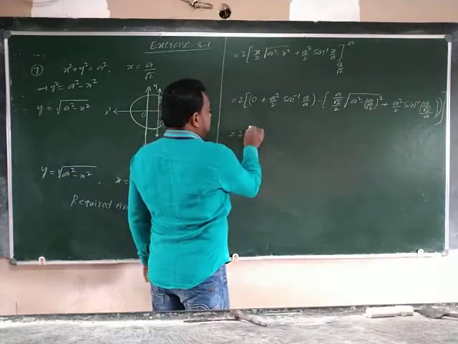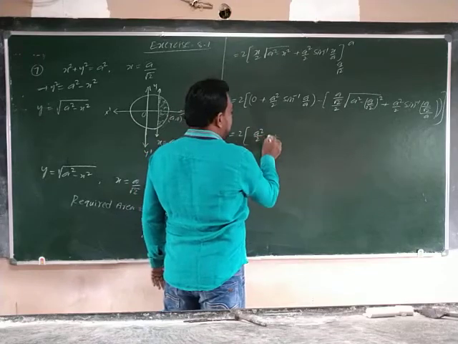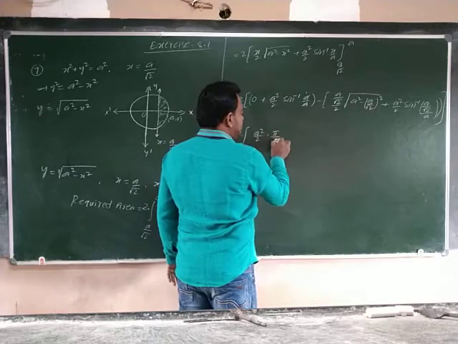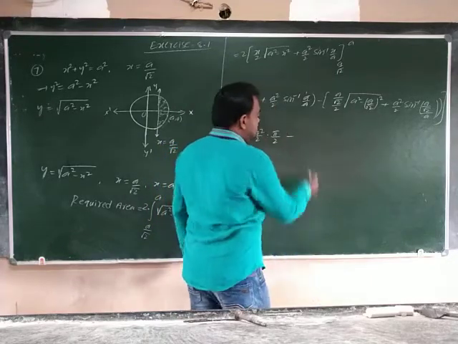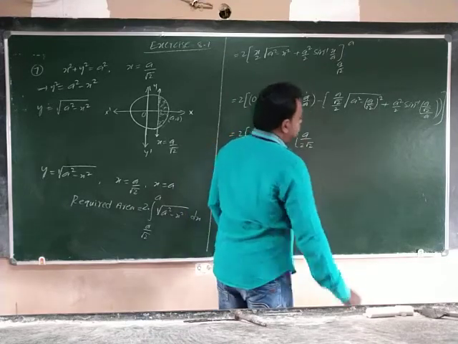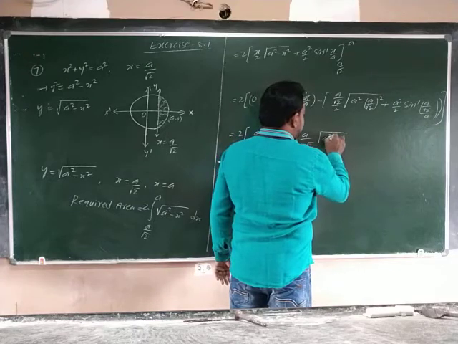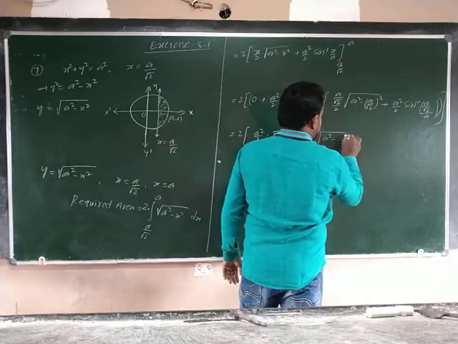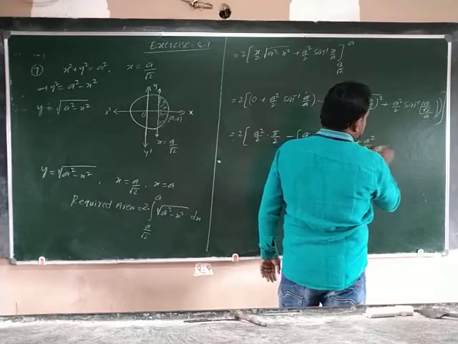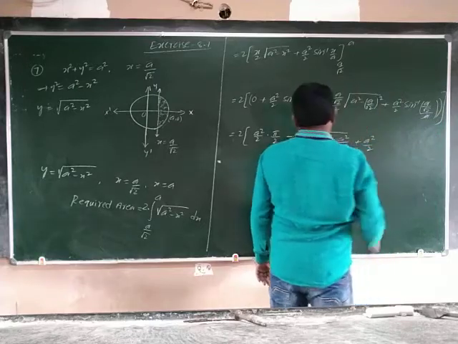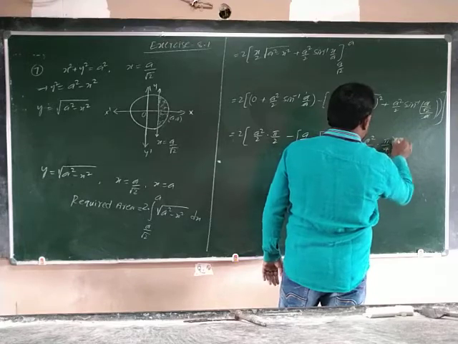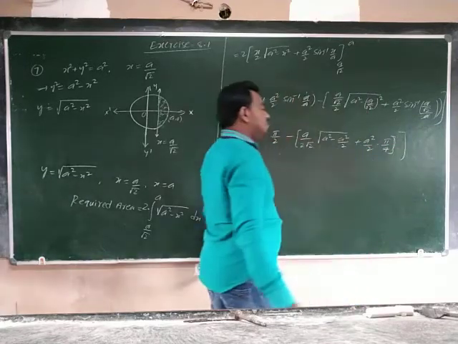Now this is equal to 2 times of a square by 2. A will cancel. Sine inverse of 1 is pi by 2, minus a by 2 root 2 into square root of a square minus a square by root 2 square, which is 2, plus a square by 2. Here a gets cancelled. Sine inverse of 1 by root 2 is equal to pi by 4.